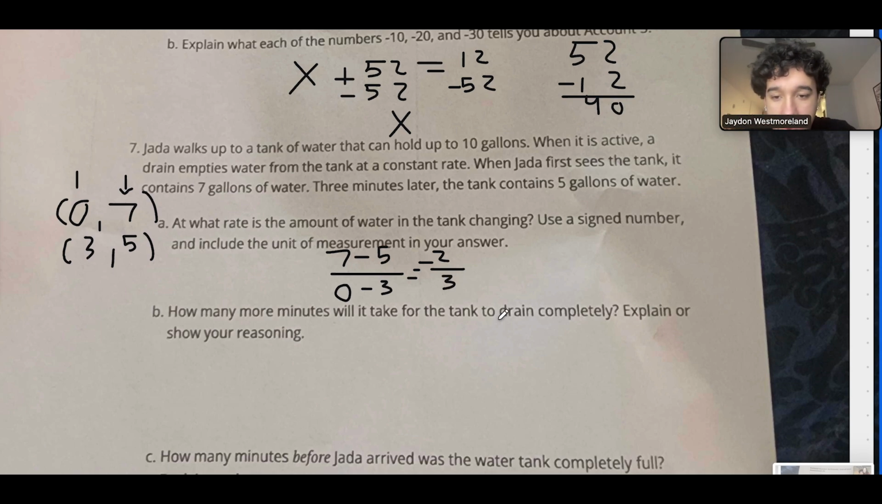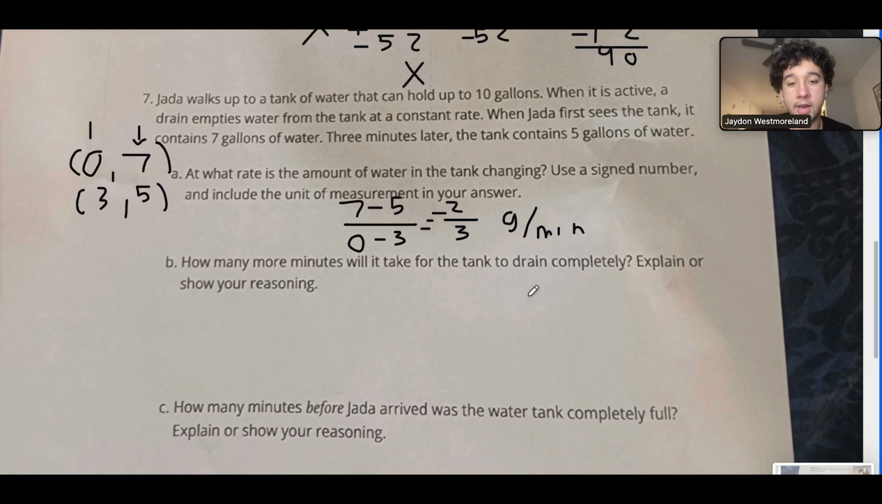Okay, so now, include the unit of measure in your answer. Now this is a rate. So what is it? This is per minute, right? Because our unit rate is going to be per minute. And we're dealing with gallons. So this is negative 2/3 gallons per minute. Okay.